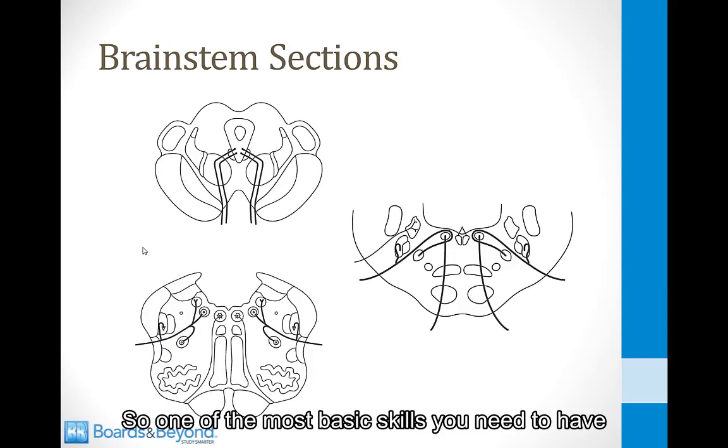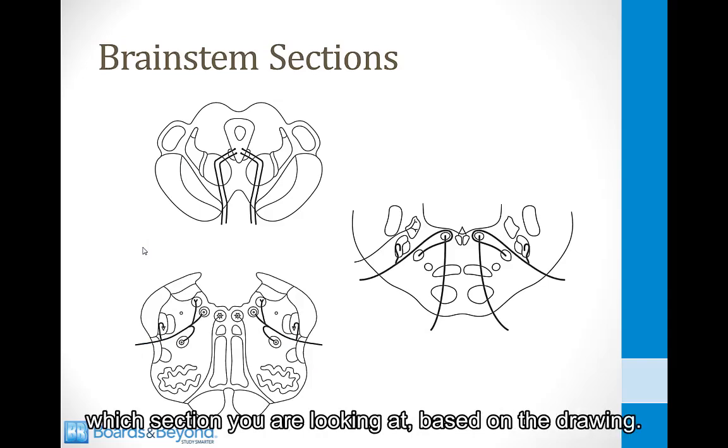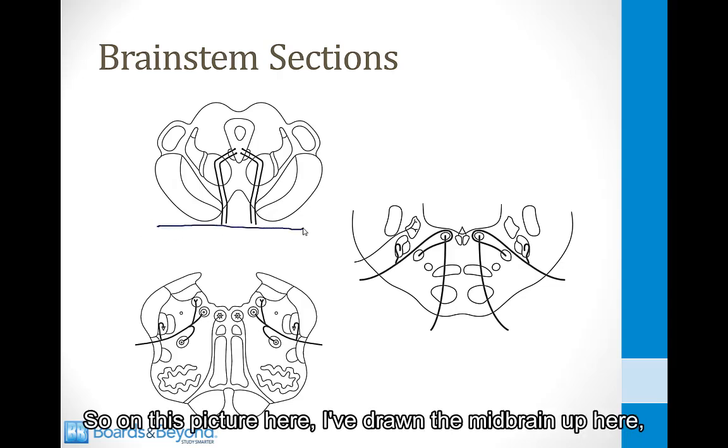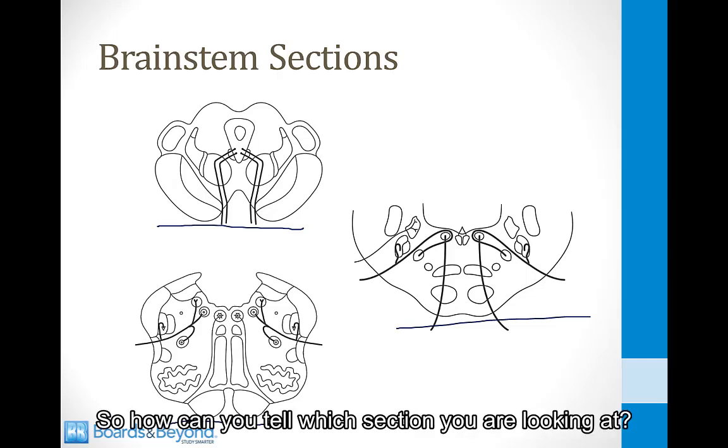So one of the most basic skills you need to have regarding the brainstem is to be able to identify which section you are looking at based on a drawing. On this picture here, I've drawn the midbrain up here, the pons over here on the right, and then down at the left is the medulla. So how can you tell which section you are looking at?